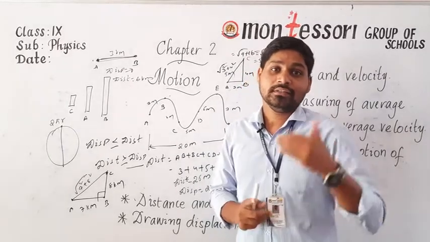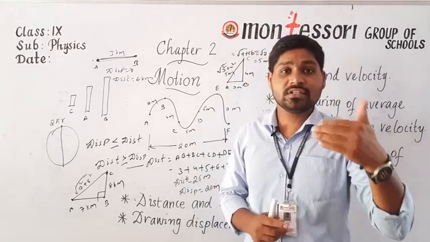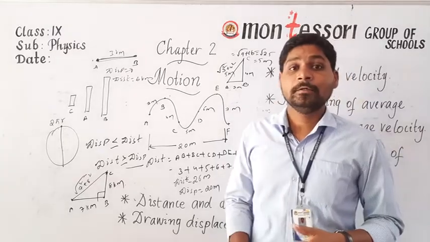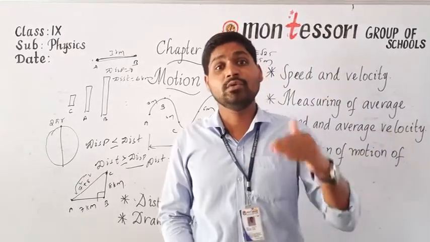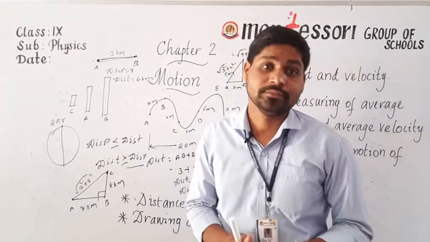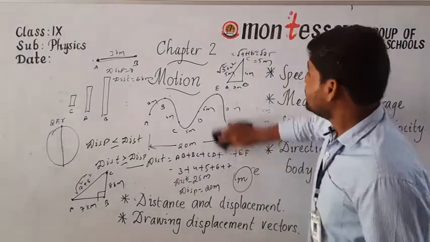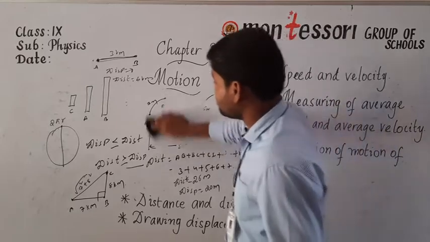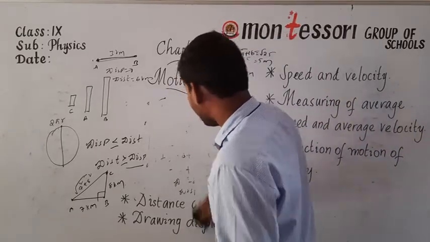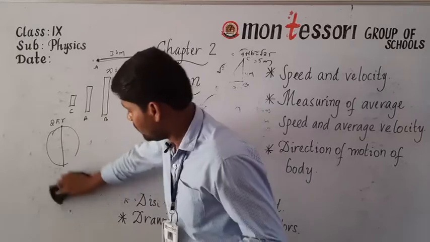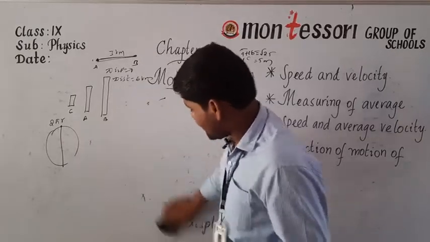So if the distance is constant and the time taken by the person changes, then we can say who is moving faster and who is moving slower. So the simple definition of speed is nothing but what here? Distance by time. Distance by time. So what is the unit of this speed?